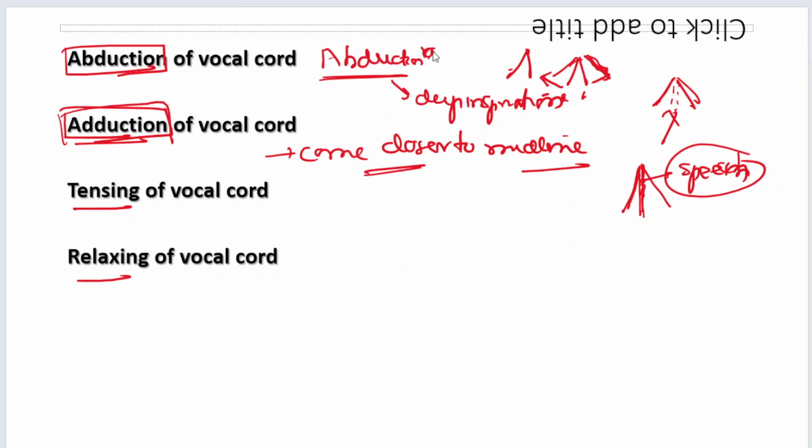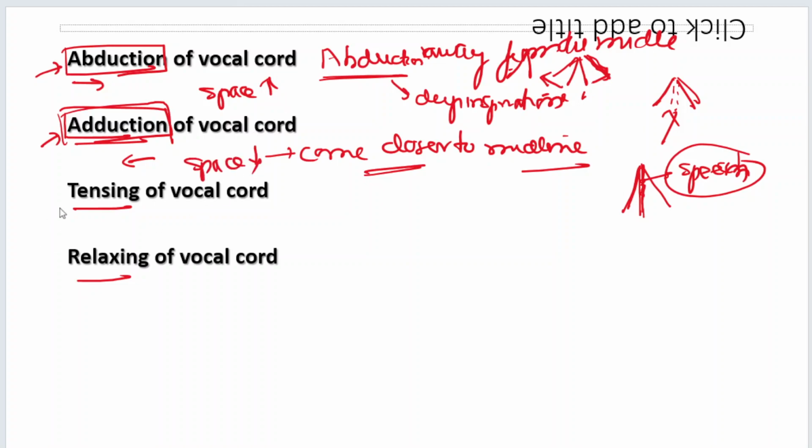Abduction is when they are going away from the midline. Okay. So if you remember this, what is abduction of the vocal cord? What is adduction? Abduction is moving away from the midline. Adduction means moving close to the midline. In abduction, the space between the two vocal cords increases. In adduction, the space between the two vocal cords decreases.